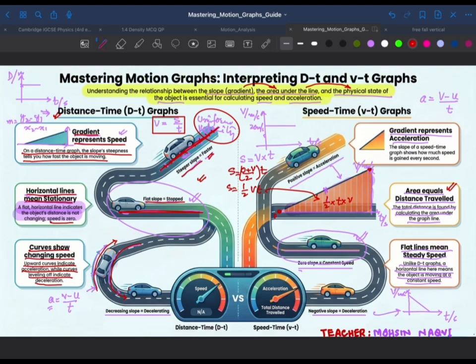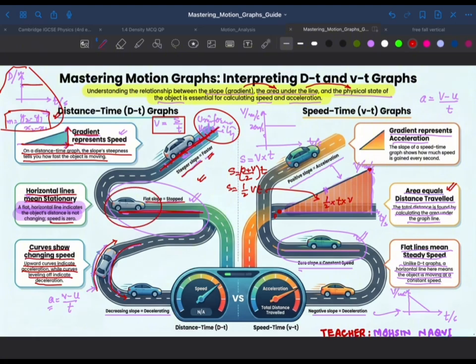As I have written over here, you already know that the gradient is nothing but the formula you have here. In this case, you have run as time and rise as the distance covered. So obviously the gradient is giving you nothing but the velocity. The flat line shows that the gradient is zero, and the gradient is zero means we are actually dealing with this situation.